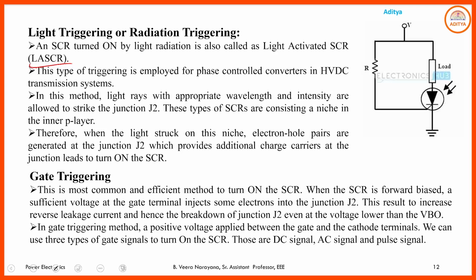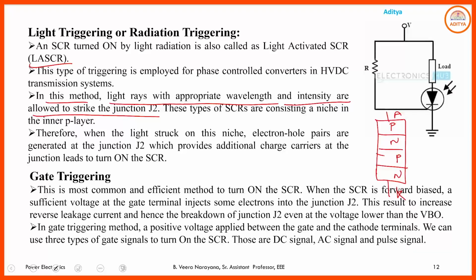In this method, the light of appropriate wavelength is carried by an optical fiber which meets at the junction J2. So here in this method, light rays with appropriate wavelength and intensity are allowed to strike the junction J2. These types of SCRs have a niche in the inner P layer. That means the actual construction of the SCR is like this. This is cathode, anode, P, N, P, N.